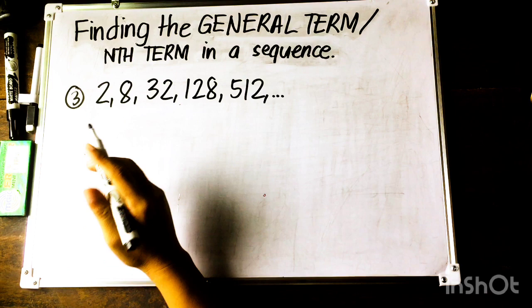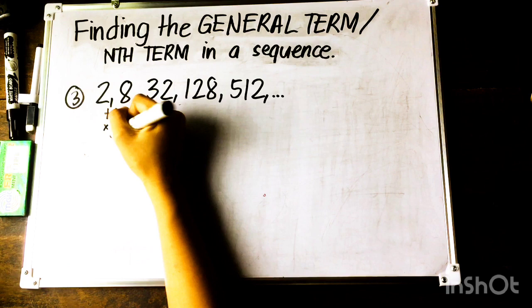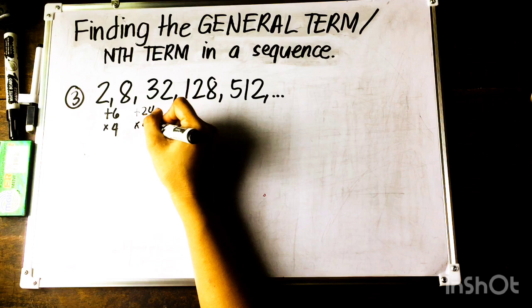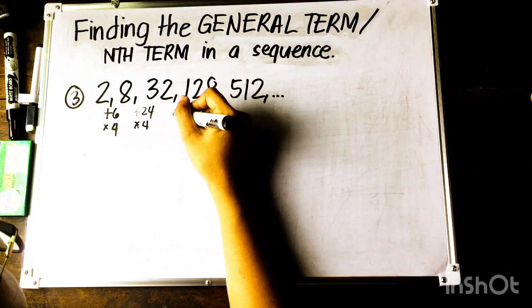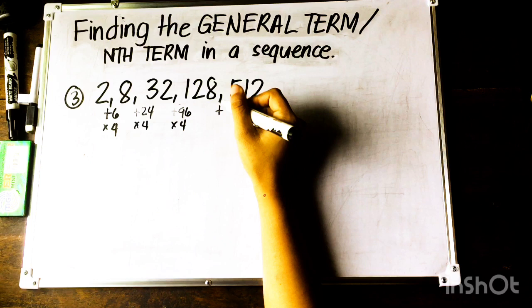Let's see. Now, from 2, it naging 8. It becomes 8. So, most probably, we added 6, or we multiply it by 4. Next, from 8, it became 32. Now, we added here 24, or we multiply it by 4. Here, we have 32 to 128. We added 96, or we just multiply it by 4 again. And lastly, here, to get 512, we added 384 or just multiply it by 4.